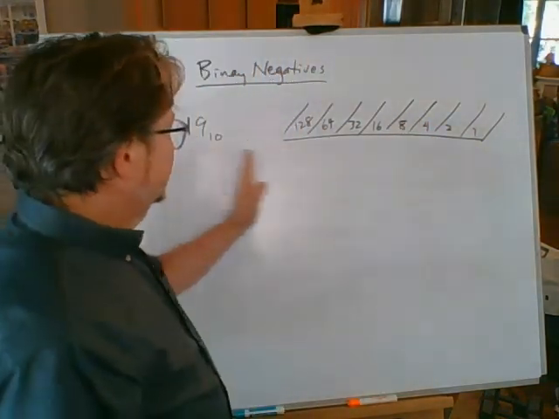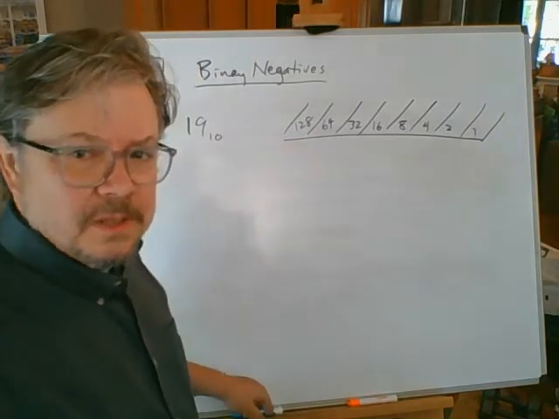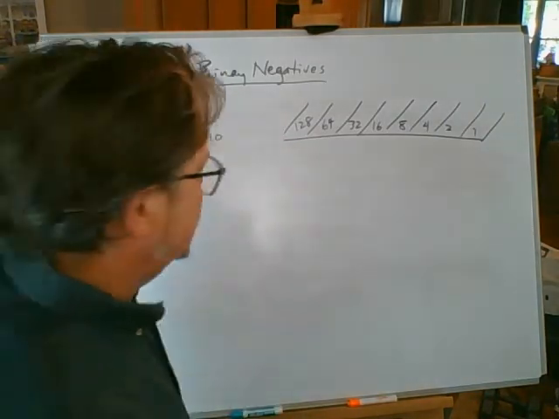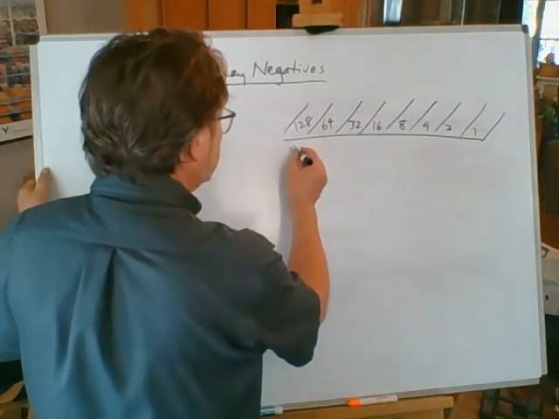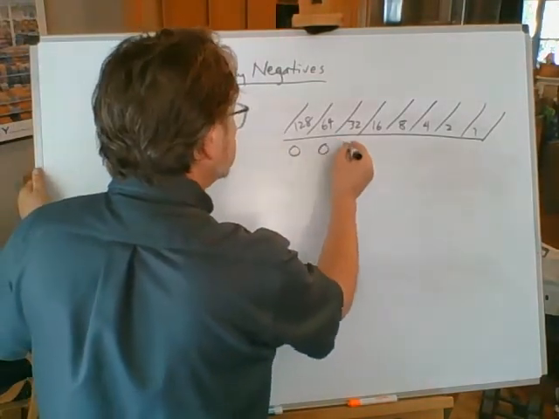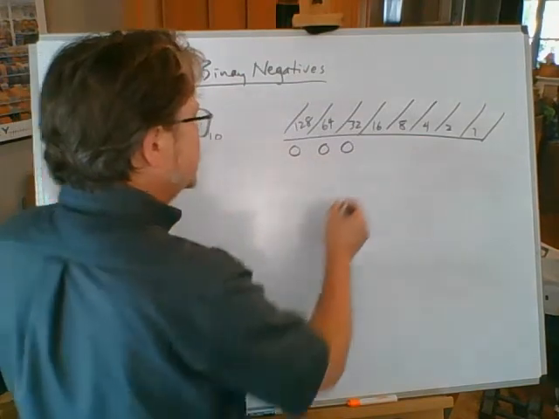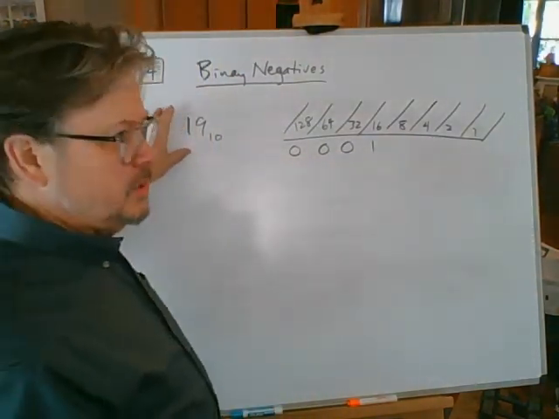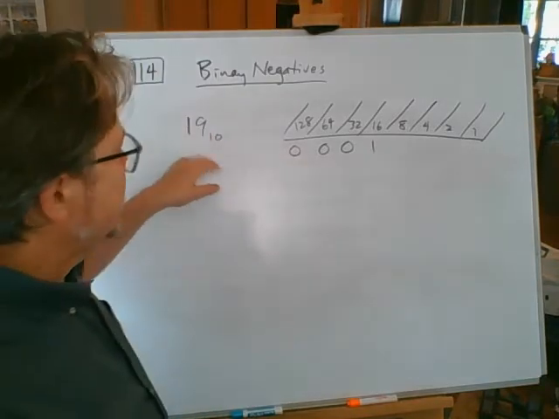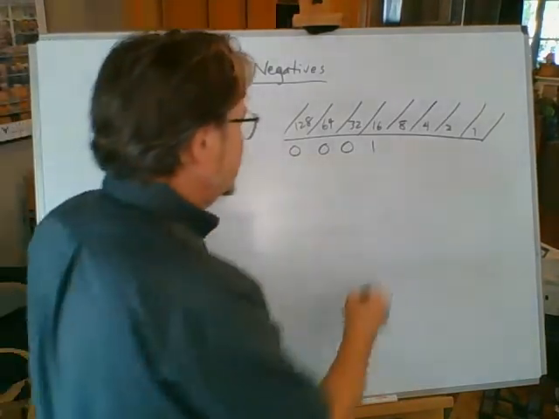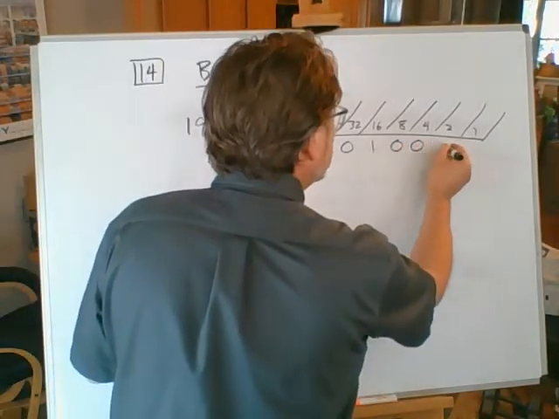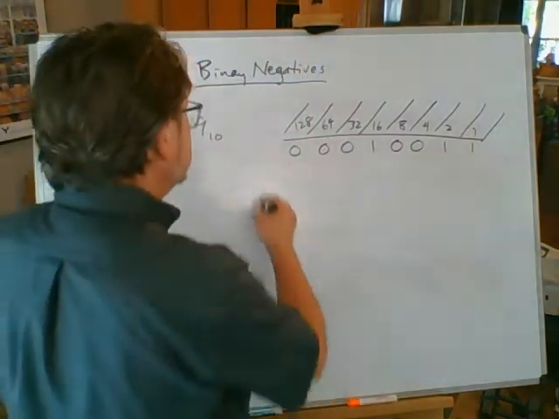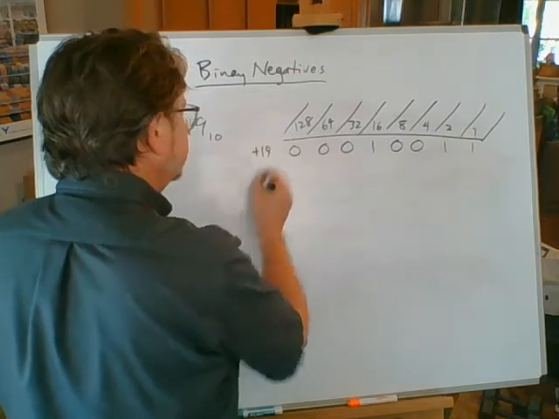Now starting on the left, going left to right, since this is an 8-bit pattern I want to end up with, I'm going to fill in every column whether there's anything there or not. There are not any 128s, that's a 0. No 64s, no 32s. Oh wait, there is a 16. Now we can do the subtraction in our imagination. 19 minus 16 is 3. There are no 8s in that. There are no 4s. There is a 2. There is a 1. There we go. This is positive 19.